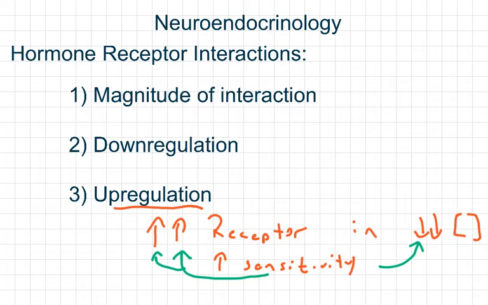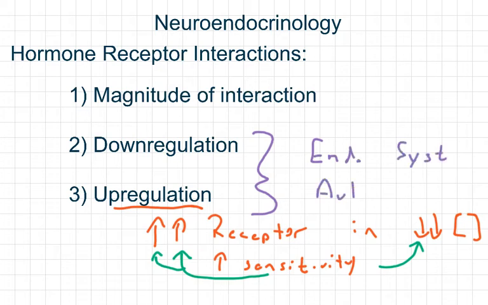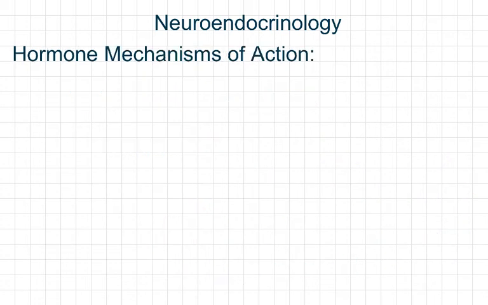And so what we're having with downregulation and upregulation is a way that the endocrine system auto-regulates itself. And so understanding the hormone receptor interactions will help us better understand how hormone mechanisms of action work. There are three primary types of mechanisms that hormones use to exert their effects on the target tissue.